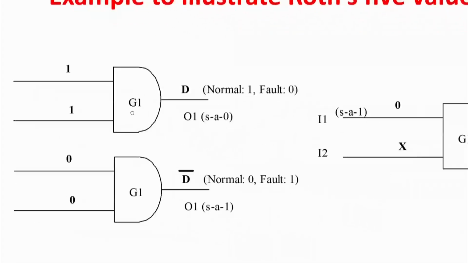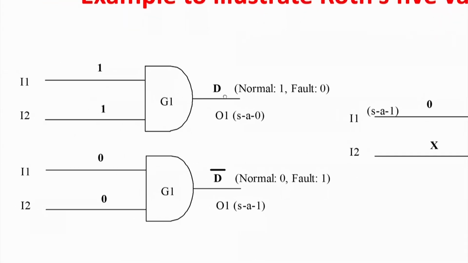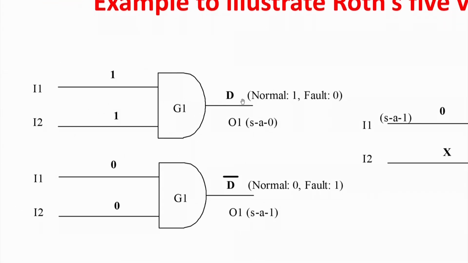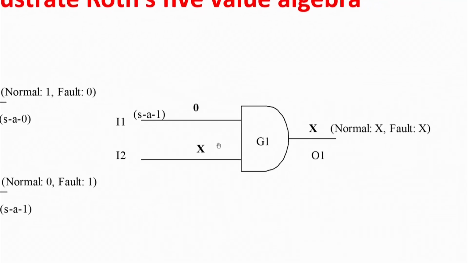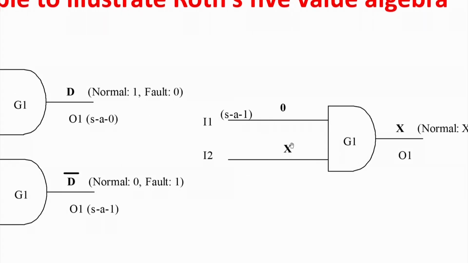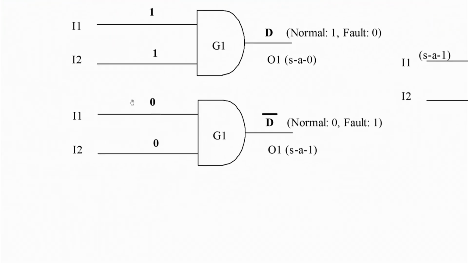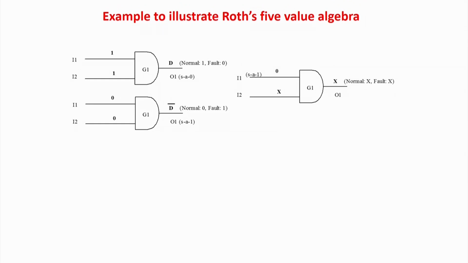So 1 1, the answer is a D. That means if this is stuck at 0, normally the answer will be 1, but because of the stuck-at-0 it will be 0, so on this line I have to put a D. For stuck-at-0, stuck-at-1: 0 and x, the output of the AND gate will be x, because I do not know the other line. If this line is a 0, the output will be 0. If this line is a 1, then the answer will be a D. So x means unknown. In this case it is 0 0, the answer should be a 0, but due to the stuck-at-1 fault the answer is a 1, so I will represent it as a D bar. This is just Roth's 5-value algebra.